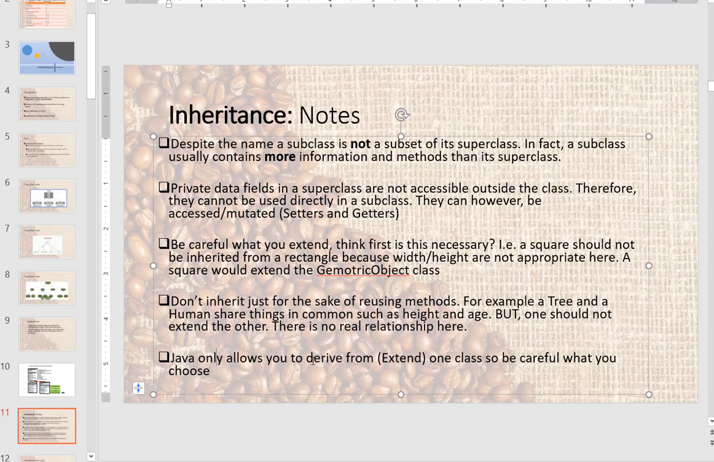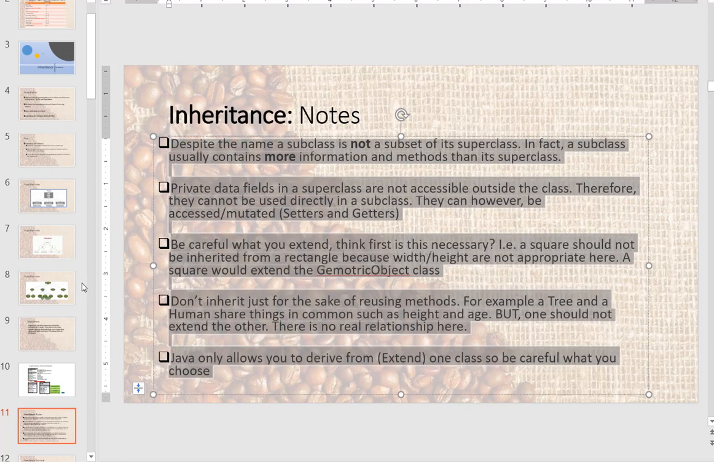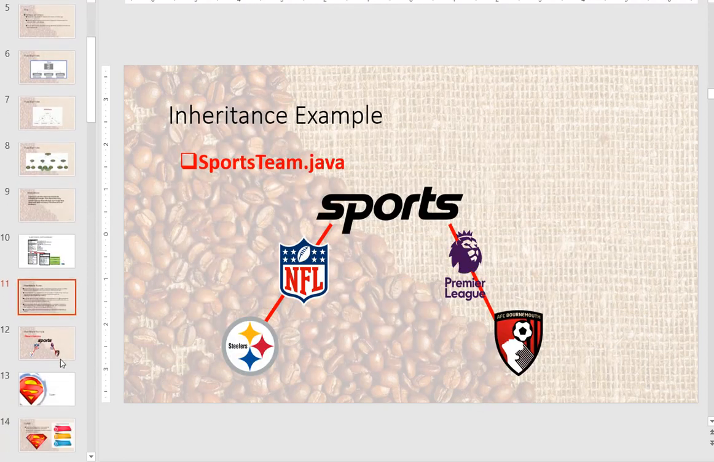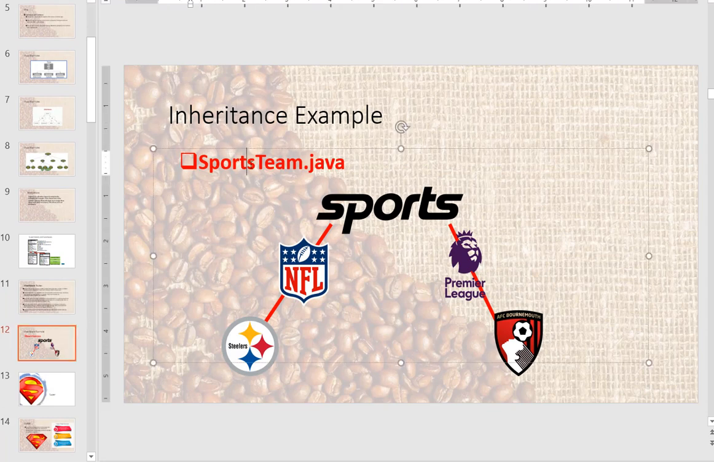Java only allows you to derive from one class. You can only extend from one class, meaning you can only have one level of inheritance directly. So be careful what you choose. That kind of sums all of this together. We are next going to do this example, inheritance example, called sports team.